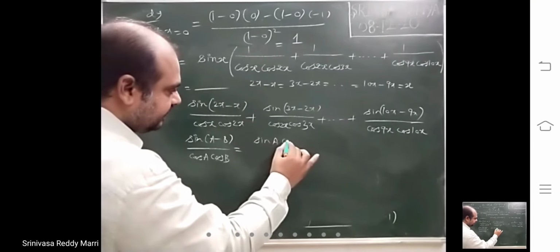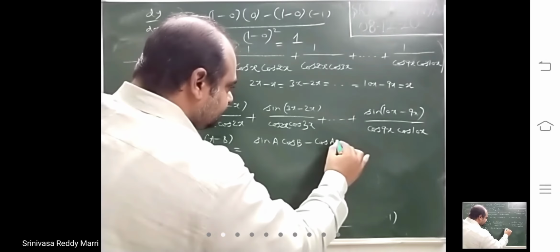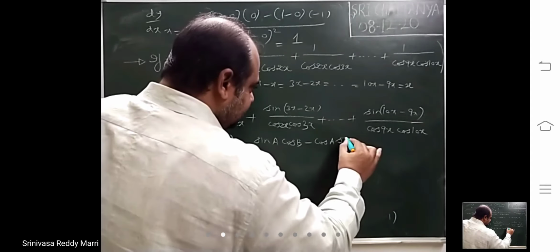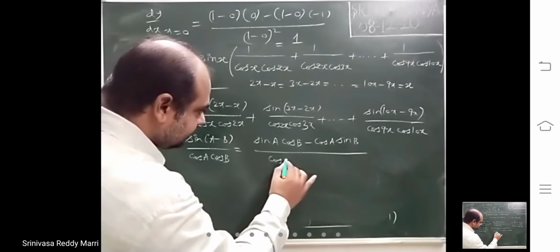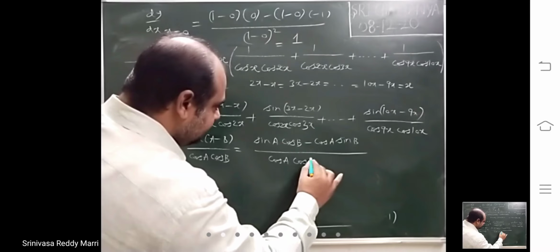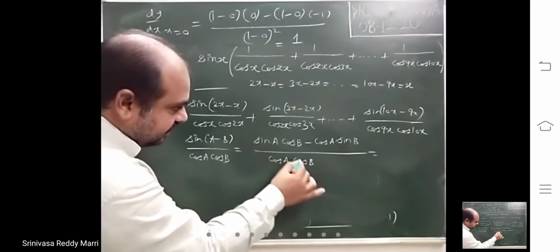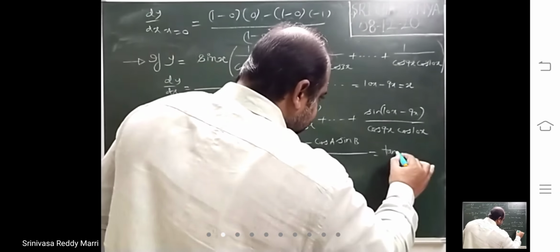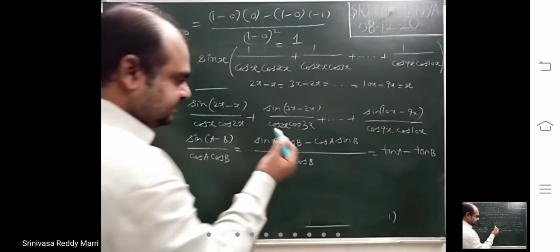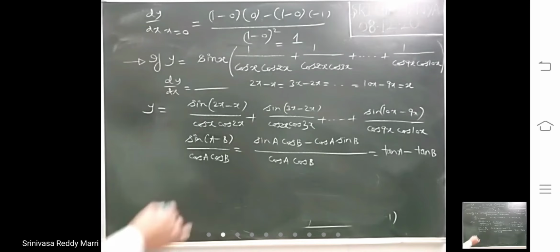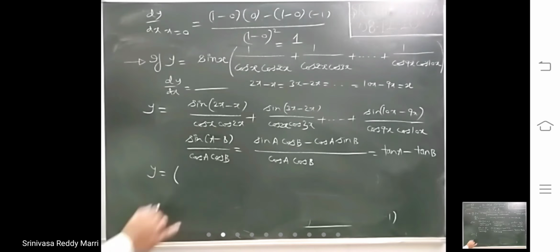What is sine of a minus b? Sine a cos b minus cos a sin b divided by cos a into cos b. So if you split this, cos b will get cancelled. That means this is tan a minus tan b. This by this is what? Tan a minus tan b. In every step, sine of a minus b divided by cos a cos b.